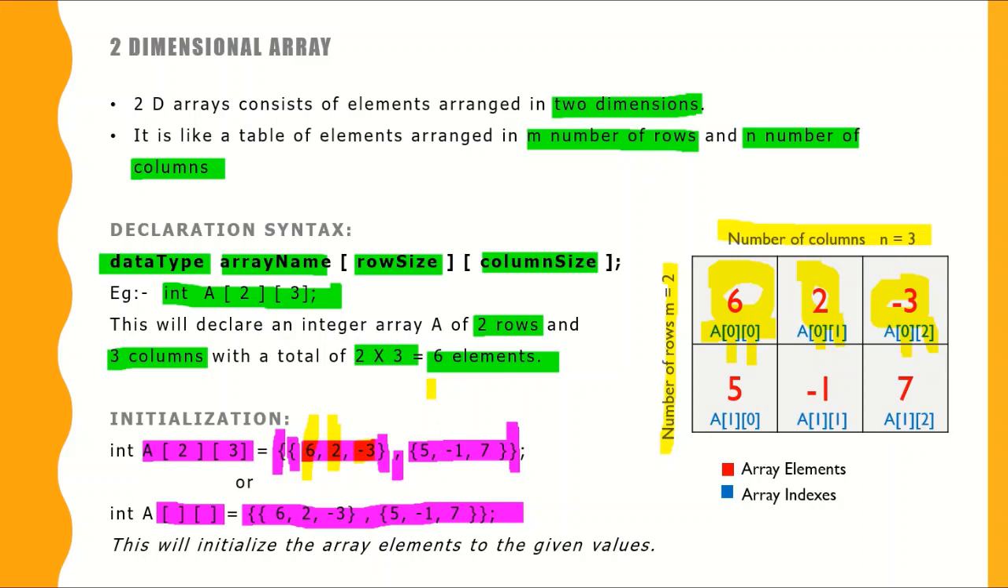The next element is in the next row, that is 5. 5 is in the first row and 0th column. Minus 1 is in the first row and first column. 7 is in the first row and second column. Here the array elements are represented by red color, array indexes by blue color.